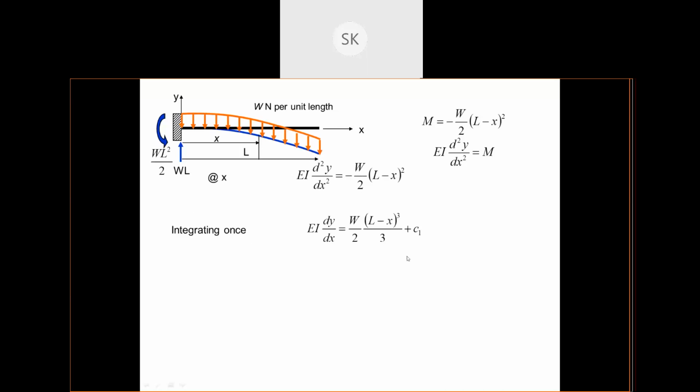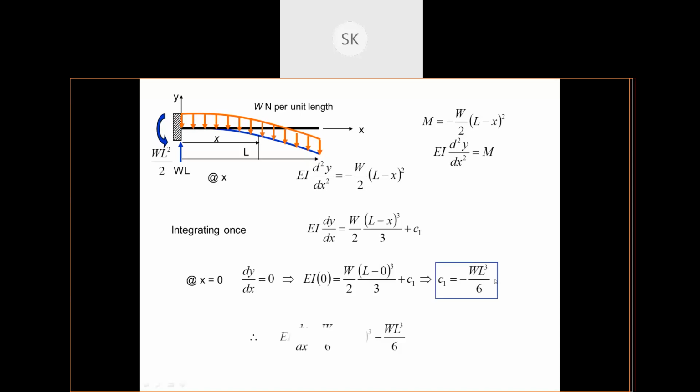Now I'm integrating this once. I got this one. Place the boundary condition: at x equals 0, your slope will be 0. So I have placed dy by dx as 0 and found the C1 value, WL cube by 6. Now I have placed this WL cube by 6 here and found the slope equation. This is my slope equation for this beam, so you can find the slope at any position of x.